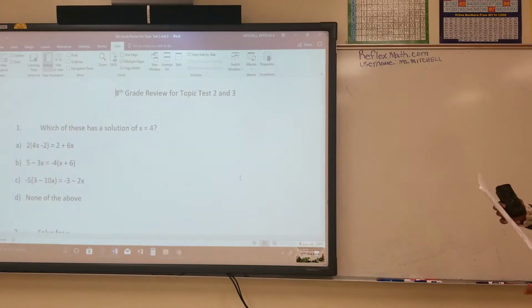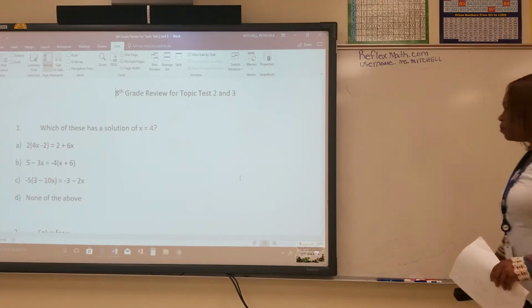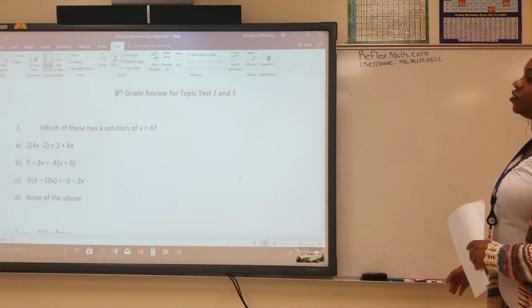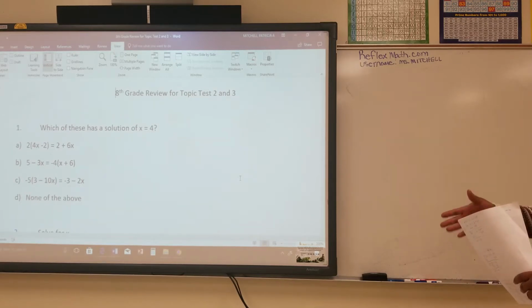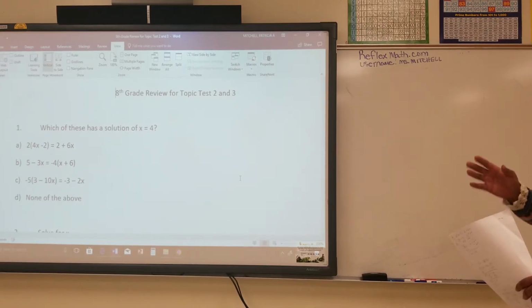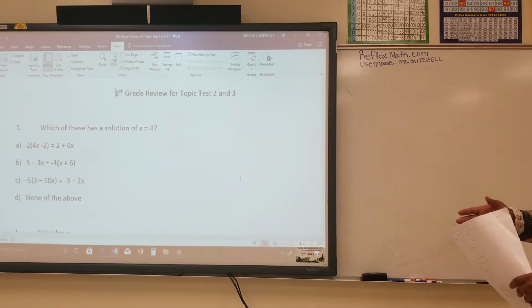All right, so you all have your study guides, so we are going to go over them. Number one says, which of these has a solution of x equals 4? So we have A, B, C, and D. In our options, we are going to have to actually go through all of them to see which one has the solution of x equals 4.